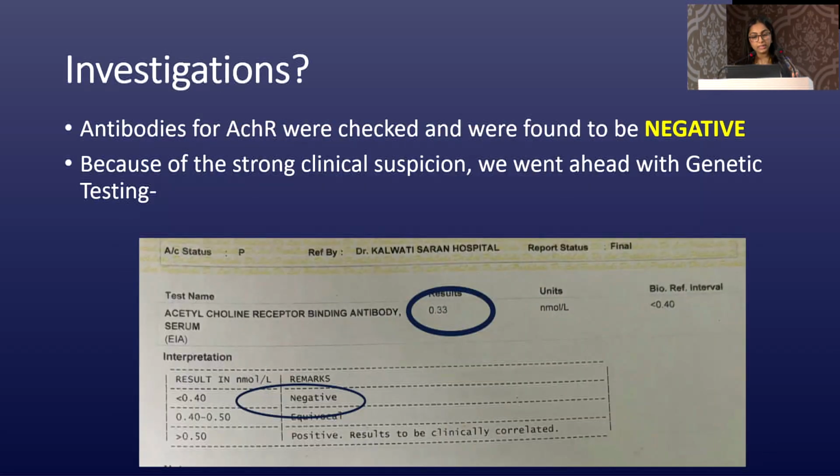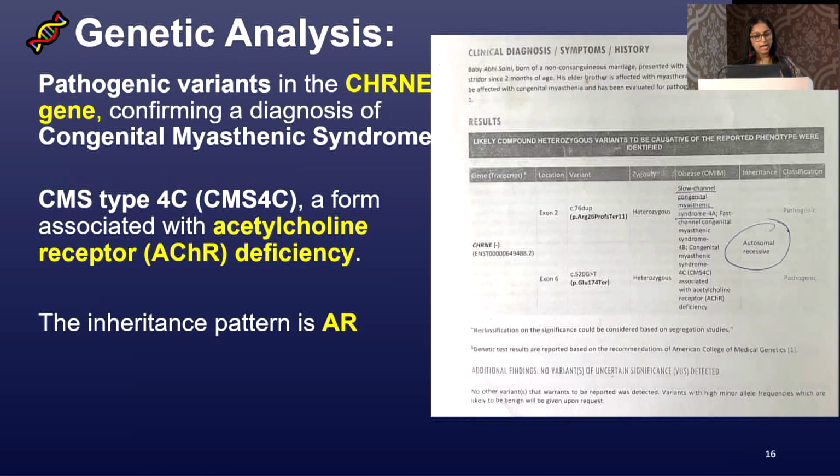We went ahead with the blood investigation and we found out that antibodies for acetylcholine receptors were negative. Again, with our strong clinical suspicion, we went ahead with the genetic testing. And we found that the pathogenic variants in the CHRNE gene were positive, indicating congenital myasthenic syndrome. And the inheritance pattern is autosomal recessive.